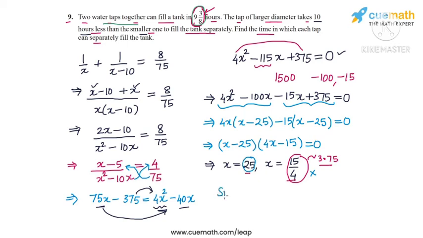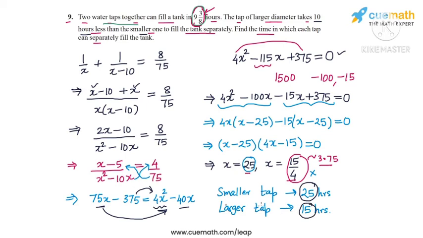So this means that the smaller tap takes 25 hours alone, when opened alone, to fill the tank, and this means that the larger tap takes 10 hours less than this, or 15 hours to fill the tank. So the answer is that the smaller tap takes 25 hours to separately fill the tank, and the larger tap takes 15 hours to separately fill the tank.